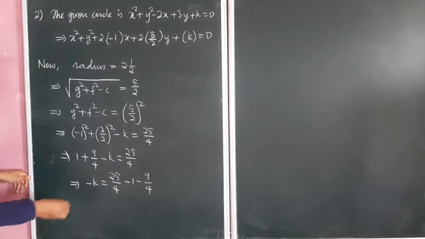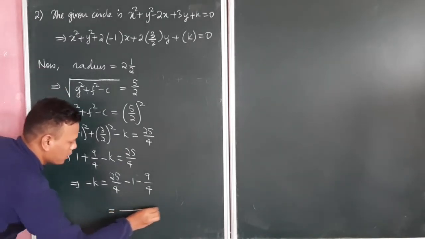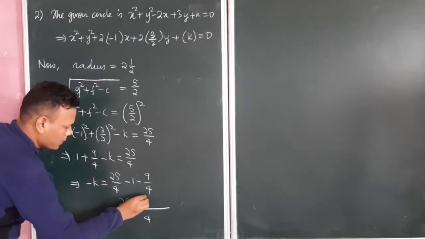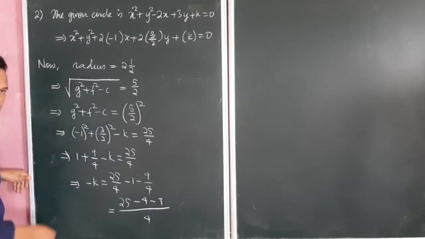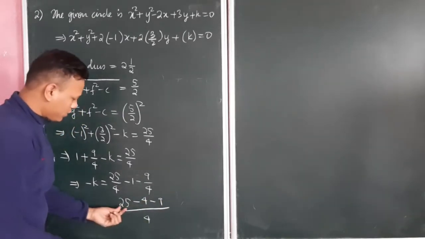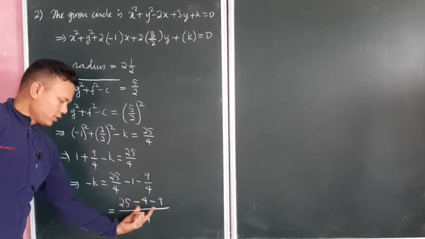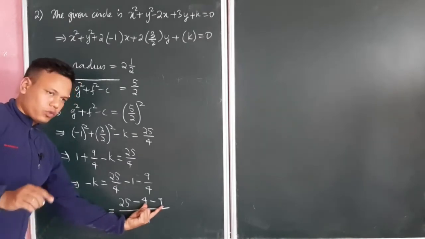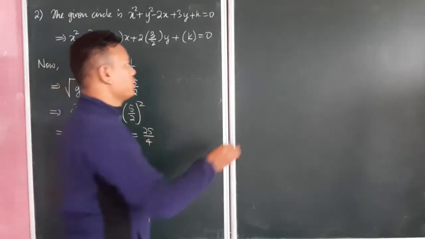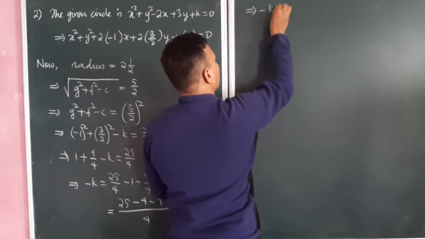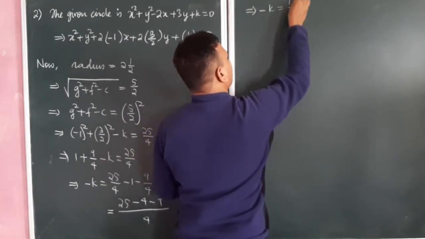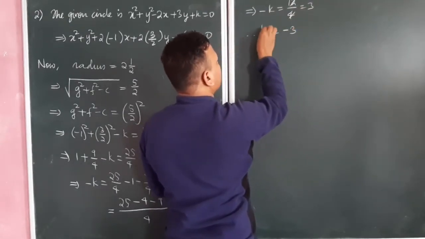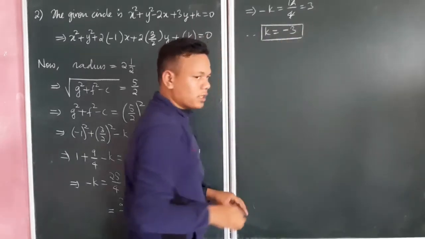So let's evaluate this. Find the LCM. So LCM turns out to be 4, isn't it? So let's simplify this. From here we see that this is 25 minus 13, which is 12, so it is 12 by 4. So minus k turns out to be 12 by 4, which is equal to 3. So therefore the value of k turns out to be minus 3, right? So this is the first answer.